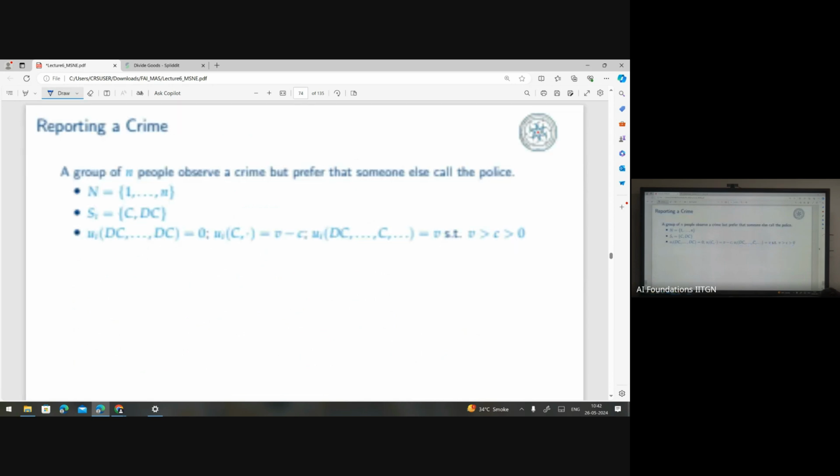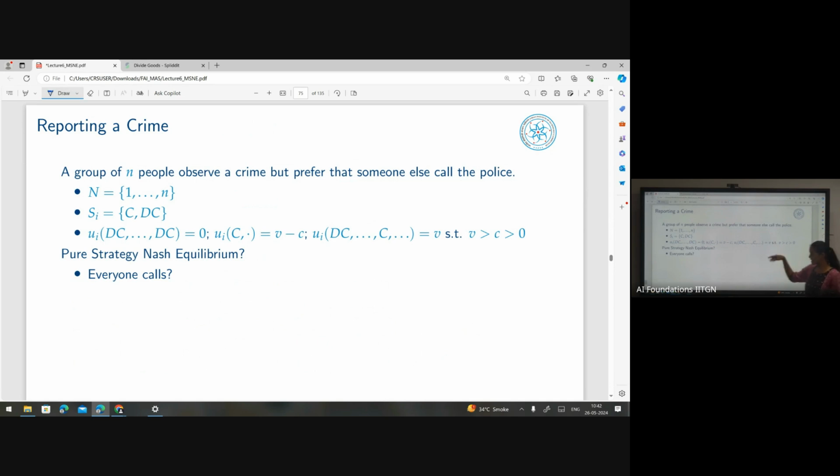Let's analyze one of the instances. What if everyone calls? Is that a pure strategy Nash equilibrium? Is there any incentive for the other agent to deviate? If everyone is calling, and even one of them doesn't call, they will shift to this particular profile. From B minus C, they'll get a value of B, so they'll get a strictly higher value. So if everyone calls, there is an incentive for all the agents to deviate and not call. So that's not a Nash equilibrium.